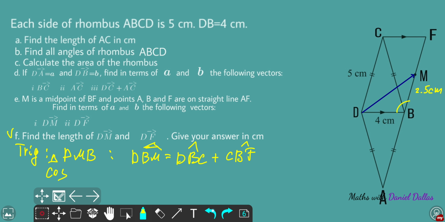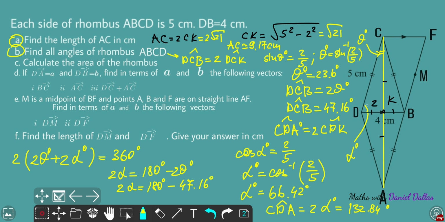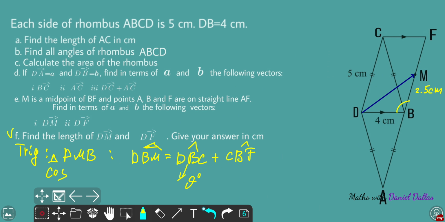DBC, as you remember from previous case, that was angle theta, right? If I'm not mistaken, so that was angle DBC. Oh, it was alpha actually, and let's fix the value for alpha, 66.42. So that's why not theta, but angle alpha, 66.42 degrees, okay? So what about angle CBF? In this case, CBF is the same as the angle C, which was theta.